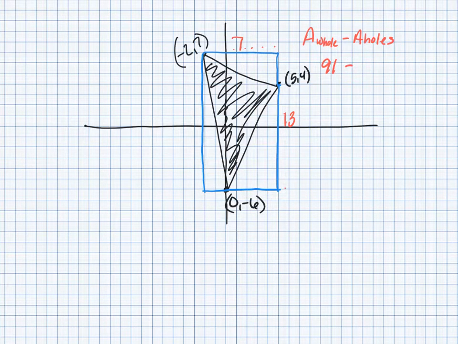So we found the area of the whole rectangle. The whole rectangle is a 7 by 13 rectangle, the blue rectangle, and we get 91. Now we find the area of the holes in that picture, which are the 3 blue rectangles. Well, all 3 of those are right triangles.